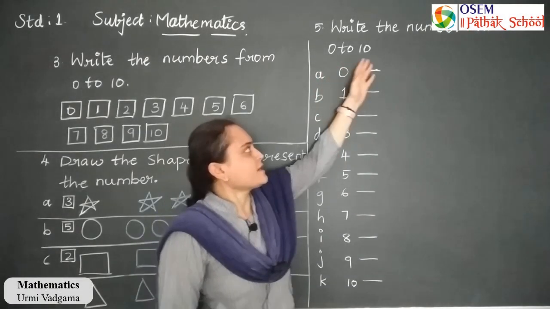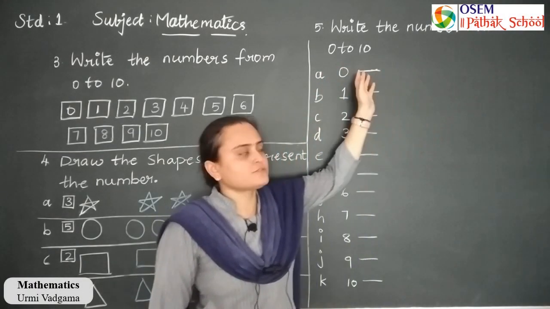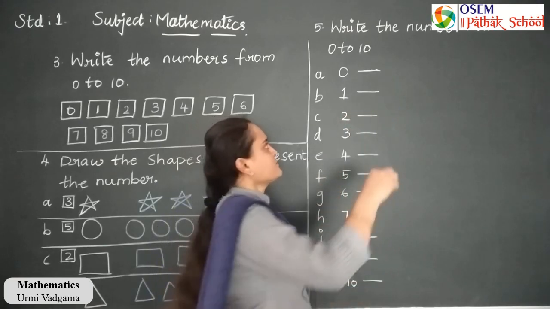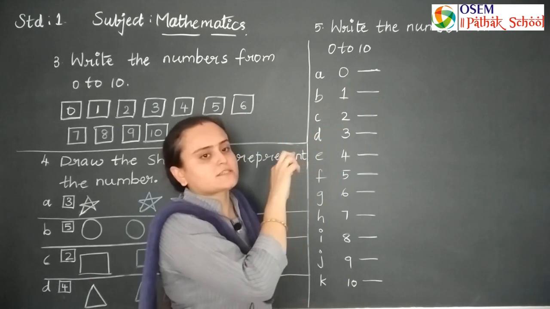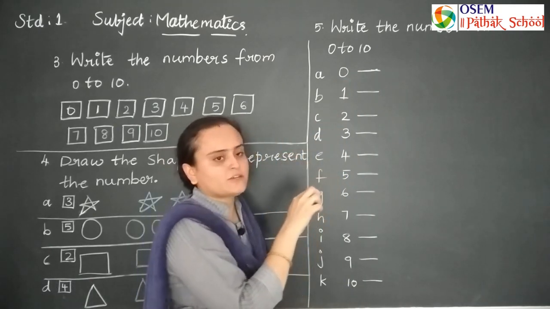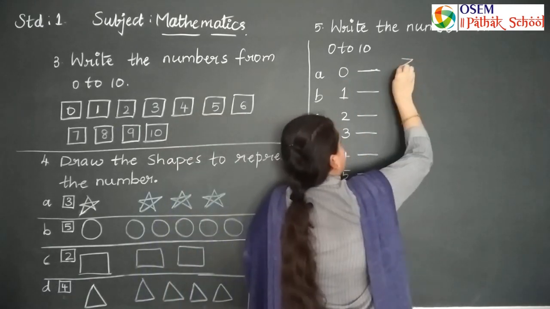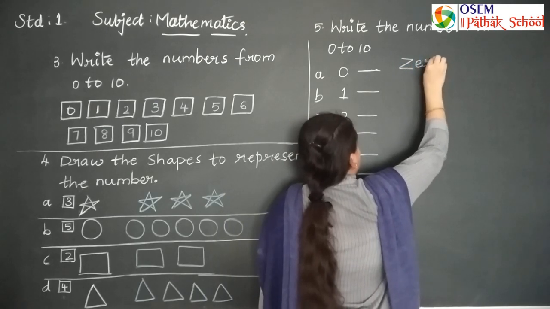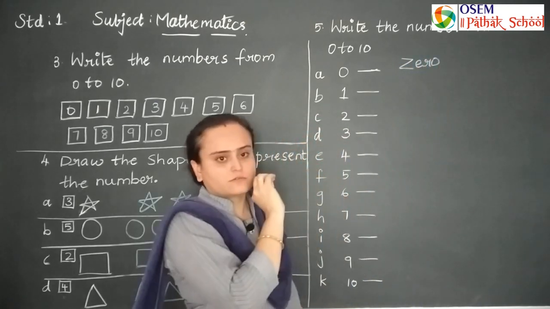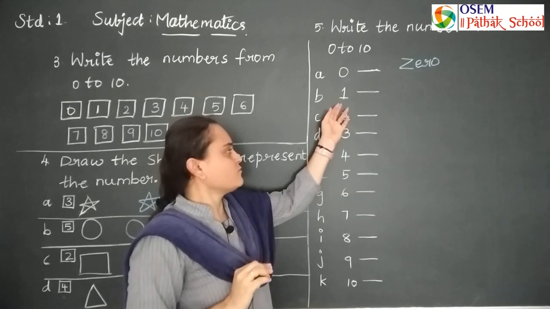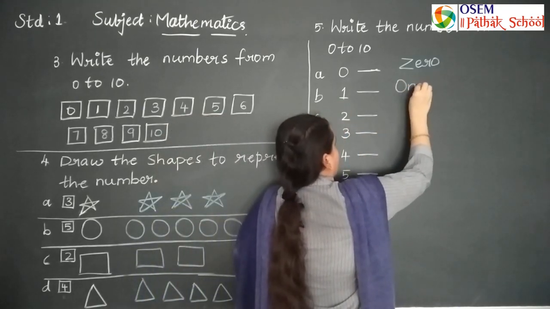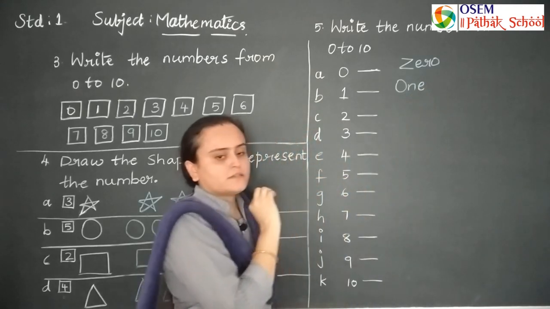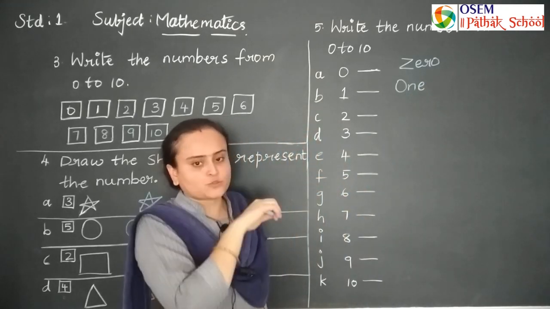Fifth question, write the number names 0 to 10. Okay, then we write the number names. Which number is given first? 0. Then what is the spelling of 0? Z-E-R-O, 0. Okay, now next one is 1. Then spelling of 1 is O-N-E, 1. Then next is 2.